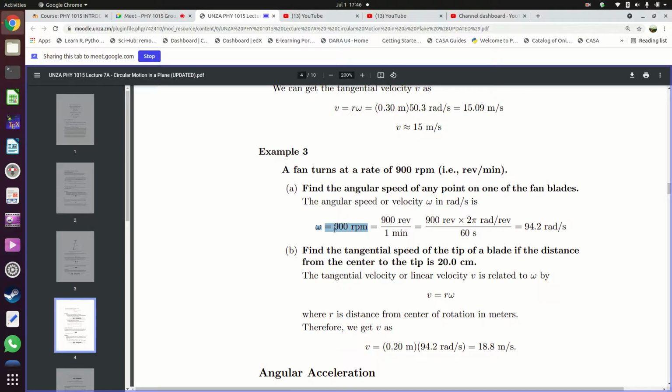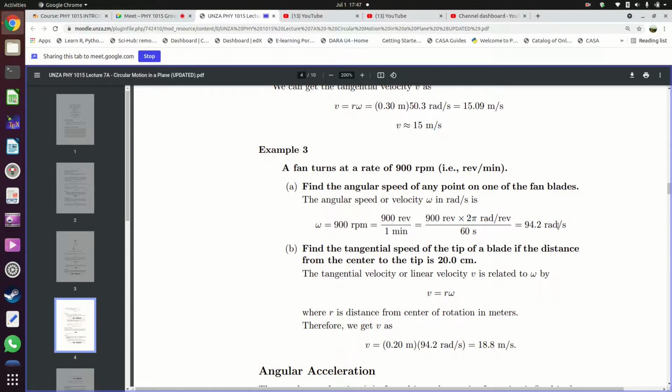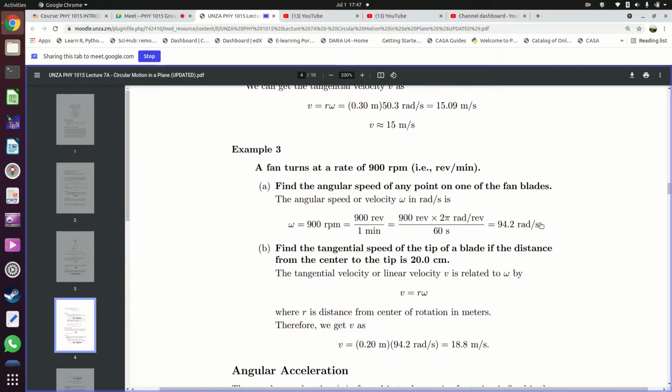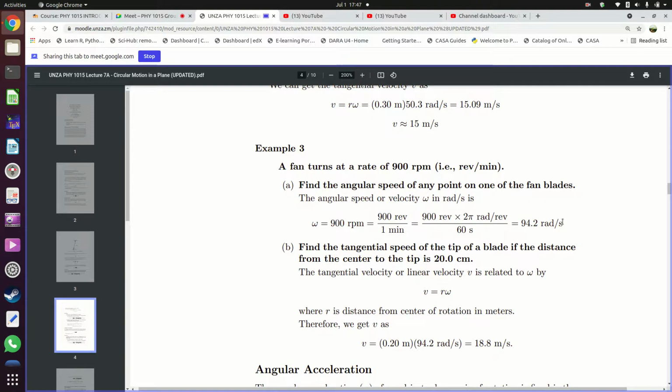So omega is equal to 900 rpm, that is equal to 900 revolutions divided by 1 minute. So this 900 is multiplied by 2 pi radians per revolution, then divided by 60, and you end up with 94.2 radians per second. So this is how fast the fan is rotating.